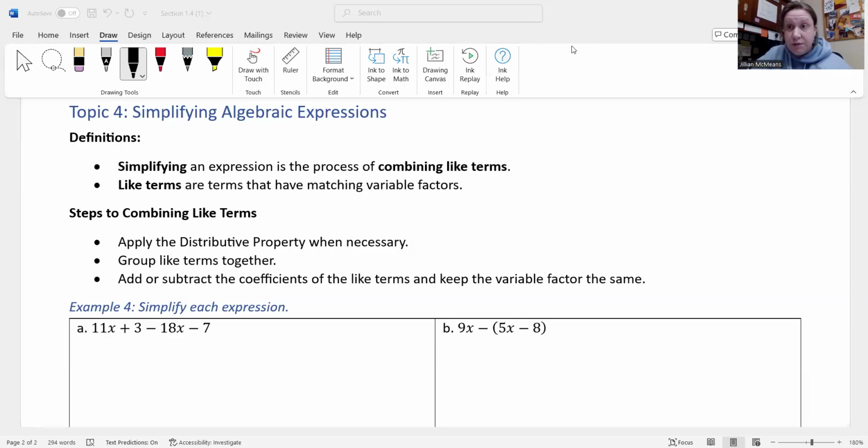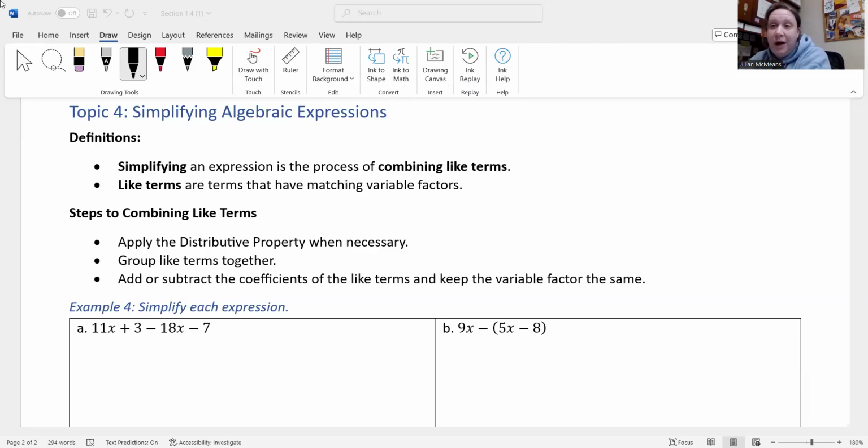So the focus of topic 4 is going to be simplifying algebraic expressions. In a previous video, we talked about evaluating algebraic expressions. Just a quick reminder, evaluating an algebraic expression is the process of replacing the variables with given values and then using the order of operations to simplify. So when you evaluate an algebraic expression, you're evaluating it down to just a single value.